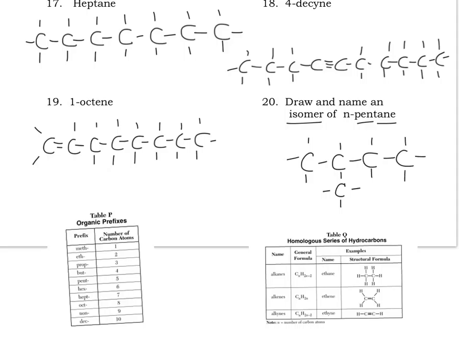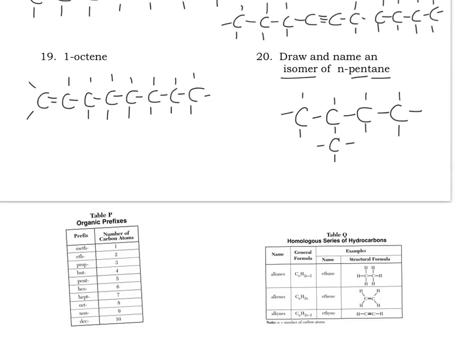And the other part of this is, of course, to name it. So my longest chain is 4 carbons long. They are single bonded. And then I have that one carbon branch, and it is on the second carbon.